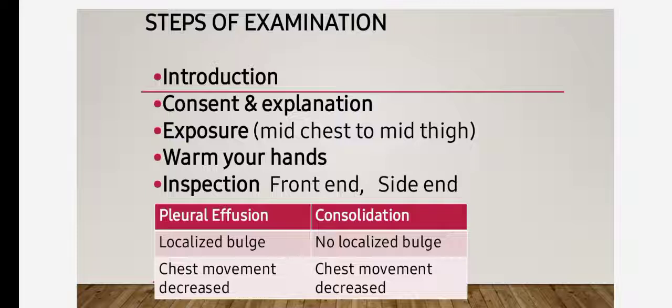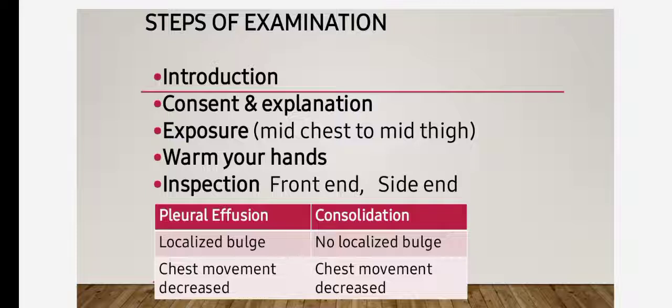Ask for any pain over chest area before examination and think of two differential diagnoses in short case of chest, like pleural effusion or consolidation and less likely asthma. Now do inspection of the child. Inspection should be from foot end and side end.